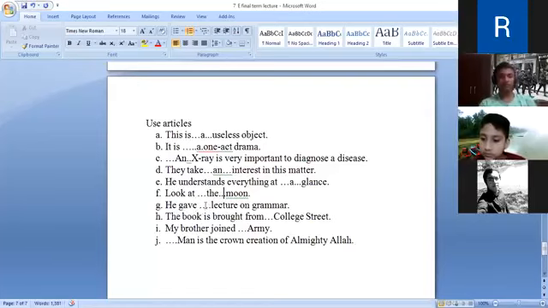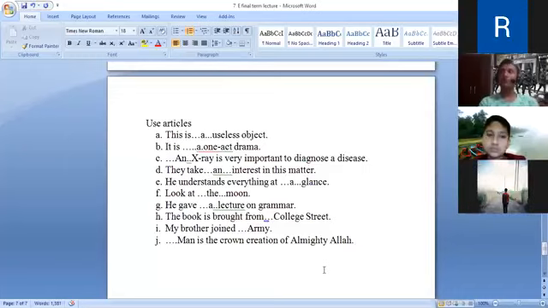Question number G will be answered by Labib Khan. He gave a lecture on grammar. Will be A. Right. Mr. Anindo Pratim Sinha. He gave a lecture. The book is brought from Mr. Anindo.